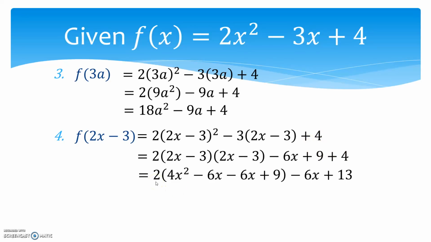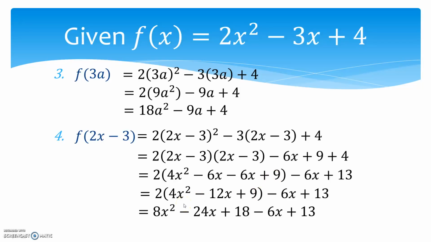So using FOIL method, we have 2x times 2x, 4x squared. 2x times negative 3, negative 6x. Negative 3 times 2x, negative 6x. And negative 3 times negative 3 equals positive 9. And we copy negative 6x. Then 9 plus 4 equals 13. So we have, we simplify first inside the parentheses. So we have 4x squared, negative 6x minus 6x is negative 12x plus 9.